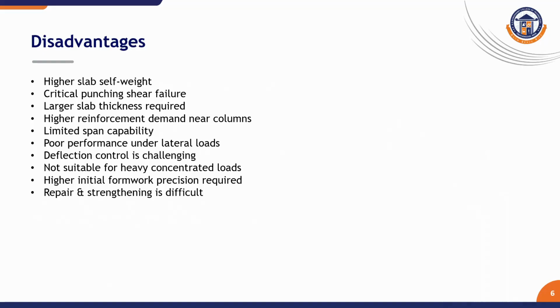If there are advantages, there will be some disadvantages also. However, flat slab also has limitations and challenges: higher self-weight due to thicker slabs, critical punching shear failure risk near columns, larger slab thickness required compared to beam slab systems, higher reinforcement demand near columns, limited span capability, not suitable for longer spans, poor performance under lateral loads, for example earthquakes, without additional systems, deflection control can be challenging, not suitable for heavy concentrated loads, higher precision needed for the formwork, and repair and strengthening can be difficult.